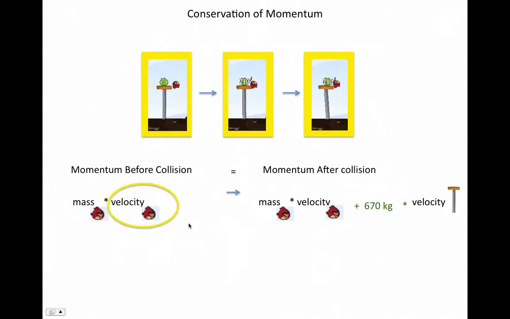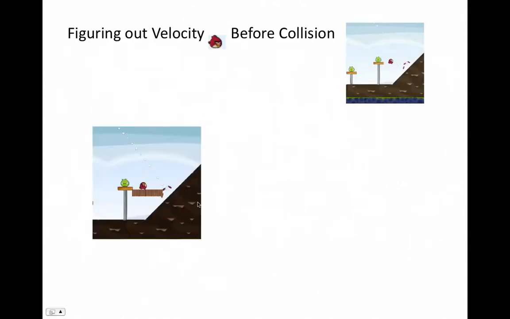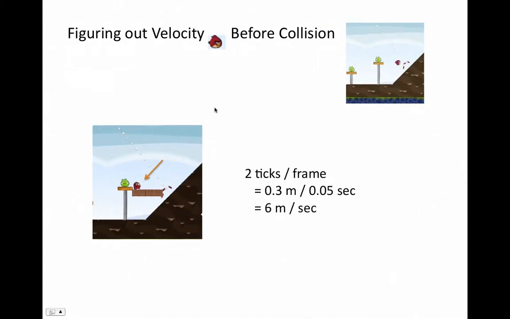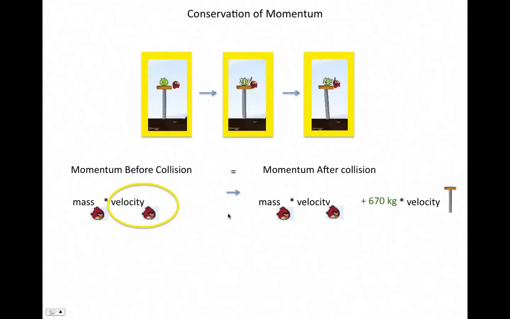So now we're going to figure out the velocity of the red bird coming in before the collision. And you can see the movie playing here. What we do is we just count how fast red travels frame by frame. Each frame is about 0.05 seconds, and we measure that red moves 2 ticks per frame. So that's 0.3 meters per 0.05 seconds, or 6 meters per second. Okay, so now we figured out the velocity before the collision as 6 meters per second.